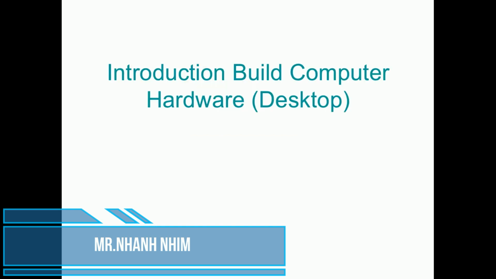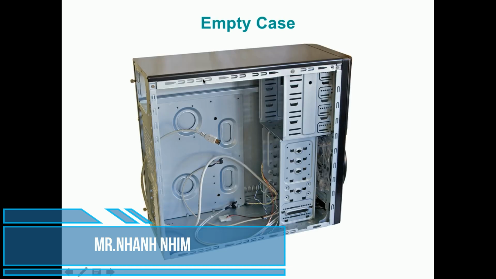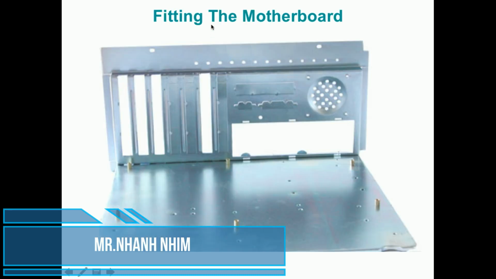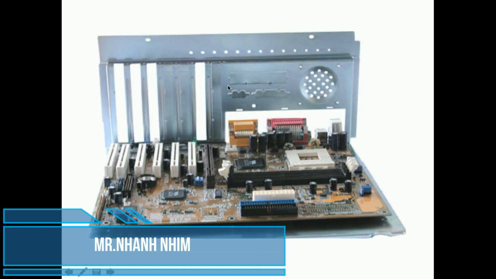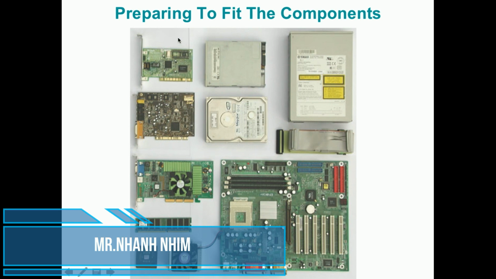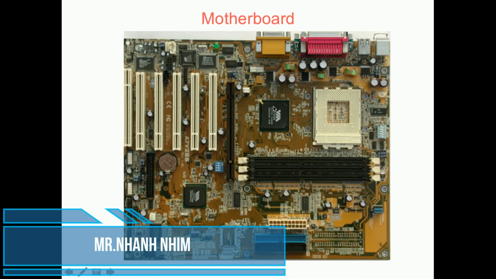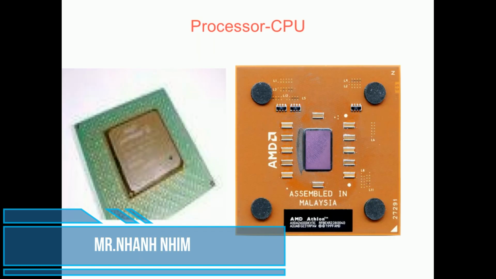Okay, one more thing I want to show you about desktop hardware, okay? So we know already about computer hardware. The things that we can count in computer hardware have an empty case, like for fitting the motherboard. This is also for fitting the motherboard, and then the components of the computer, like RAM, CPU, CD-ROM or ROM, something like that, okay? This one we can call a motherboard. It is the main board of the computer that we can connect to, to work in the computer, okay?